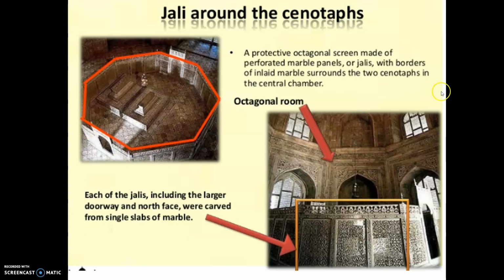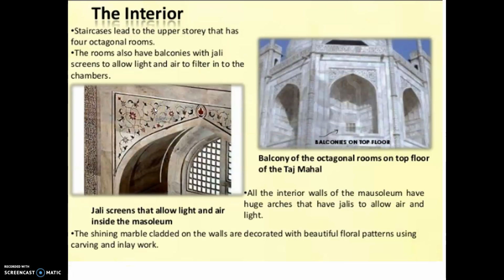There is a protective octagonal screen made of perforated marble panels or jalis with inlaid marble work, and there are two cenotaphs, one of Shah Jahan and another of Mumtaz. There is a large doorway on the north face. All these panels are carved out of a single slab of marble. So when you enter, you can see the tomb through the jali. And there are the tombs of Shah Jahan and Mumtaz.